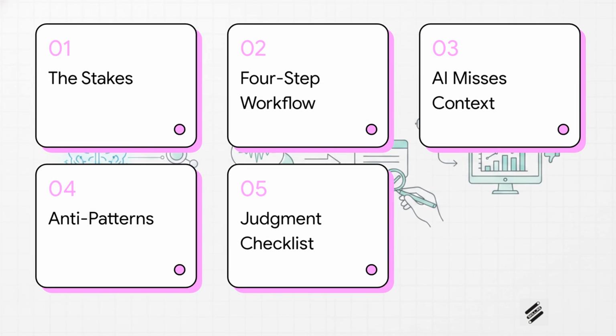Here is our quick roadmap for today's session. We'll cover Section 1, the stakes, Section 2, our 4-step workflow, Section 3, what happens when AI totally misses the context, Section 4, dangerous AI anti-patterns, and finally, Section 5, a really handy human judgment checklist.